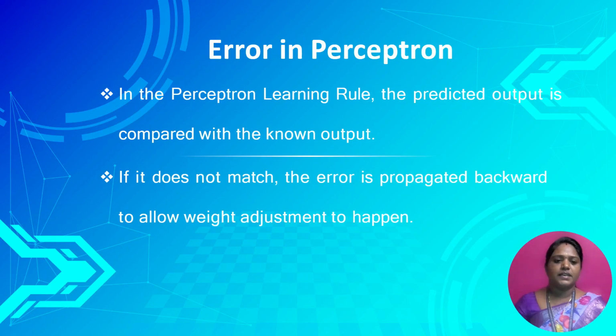Next is error in perceptrons. In the perceptron learning rule, the predicted output is compared with the known output. If the predicted output and the actual output are the same, it produces the output. If it does not match, the error is propagated backward to allow the weight adjustments to happen. If the actual output and the targeted output do not match, you need to adjust the weight.